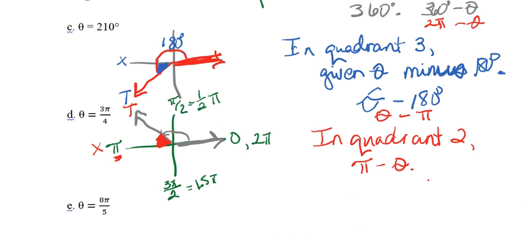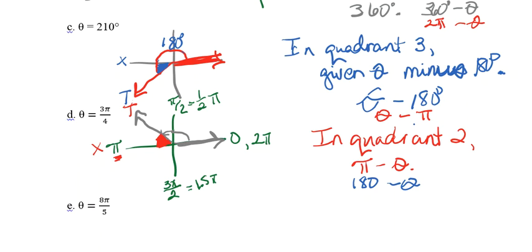In quadrant 2, we've already just said it was pi minus theta, so if we think about it in terms of degrees, that would be 180 minus theta. So we've gone back and put in, no matter if you're in radians or degrees, you can go ahead and make that work.